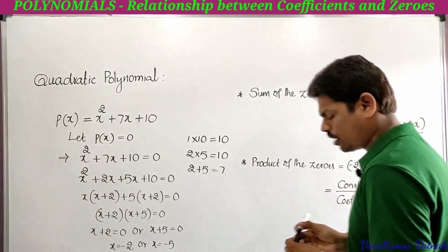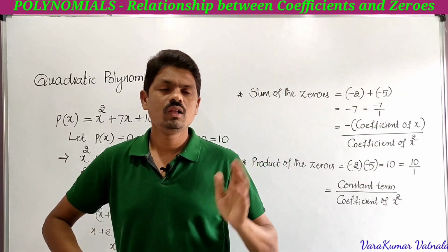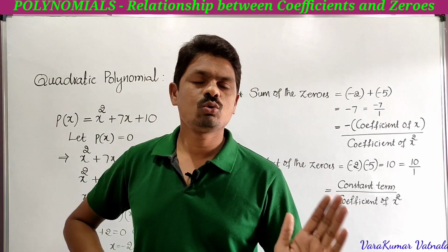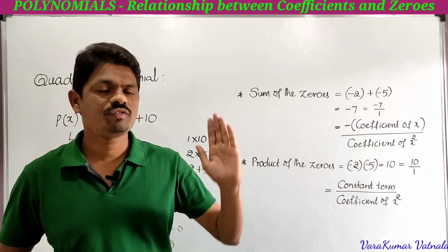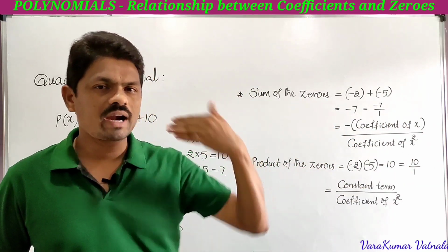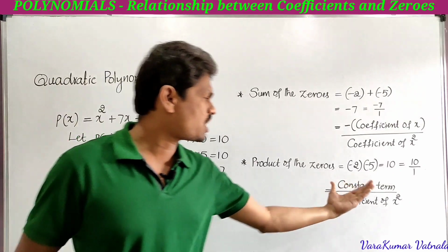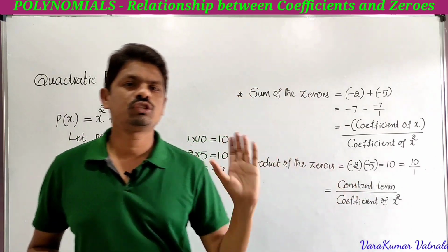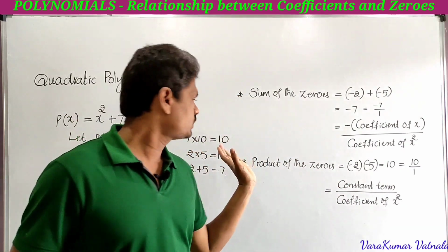So this you have to remember. For a quadratic polynomial, the sum of the zeros is equal to minus of coefficient of x divided by coefficient of x square, and the product of the zeros is equal to constant term divided by coefficient of x square. So these two things you have to remember. So this is the example.